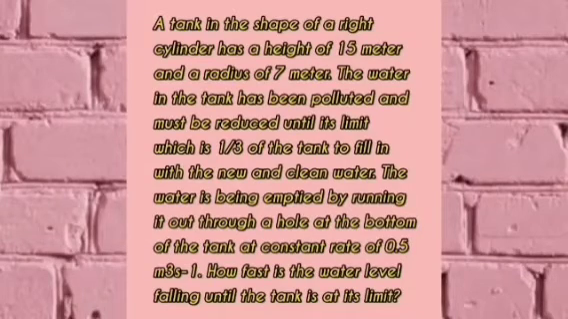So, our problem is a tank in the shape of a right cylinder that has a height of 15 meters and a radius of 7 meters. The water in the tank has been polluted and must be reduced until its limit, which is 1/3 of the tank, to fill in with new and clean water. The water is being emptied by running it out through a hole at the bottom of the tank at a constant rate of 0.5 meters per second. How fast is the water level falling until the tank is at its limit?